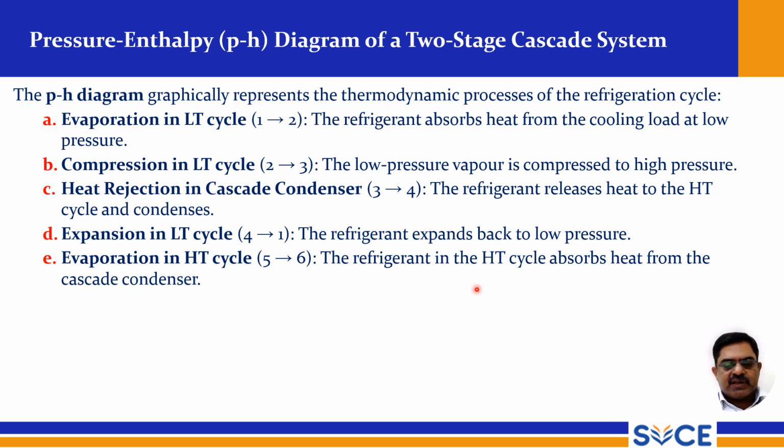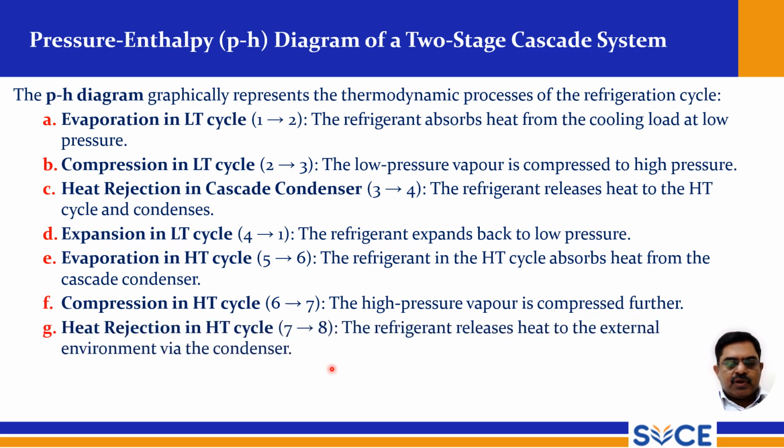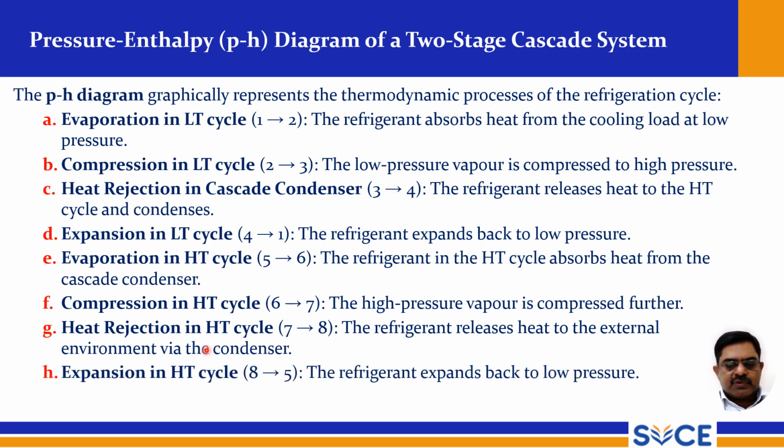The refrigerant in the HT cycle absorbs the heat from the cascade condenser, and then compression in the HT cycle. So now again the HT cycle is taking place, that is 6 to 7. The high pressure vapor is compressed further. Heat rejection in the HT cycle, that is 7 to 8. The refrigerant releases heat to the external environment via the condenser. So 7 to 8 is a heat rejection process in the thermodynamic cycle.